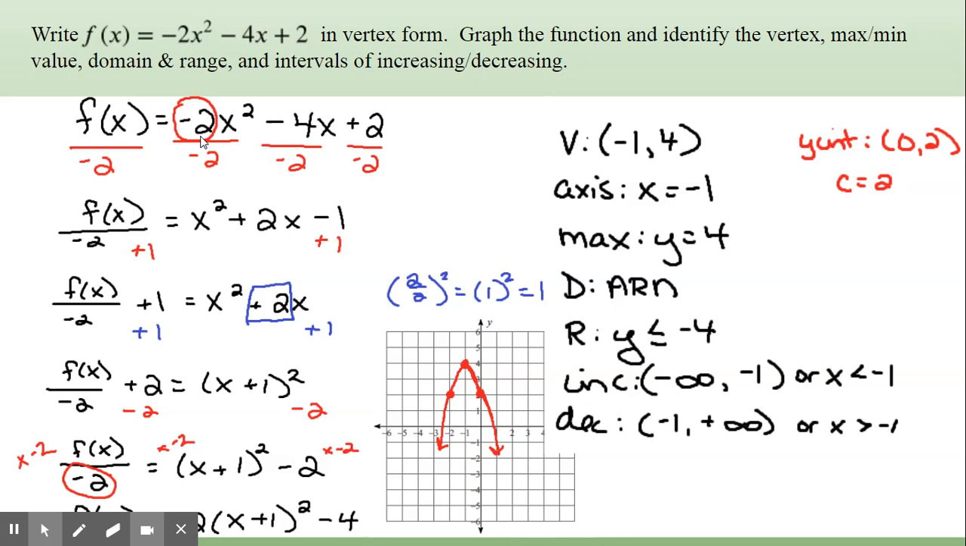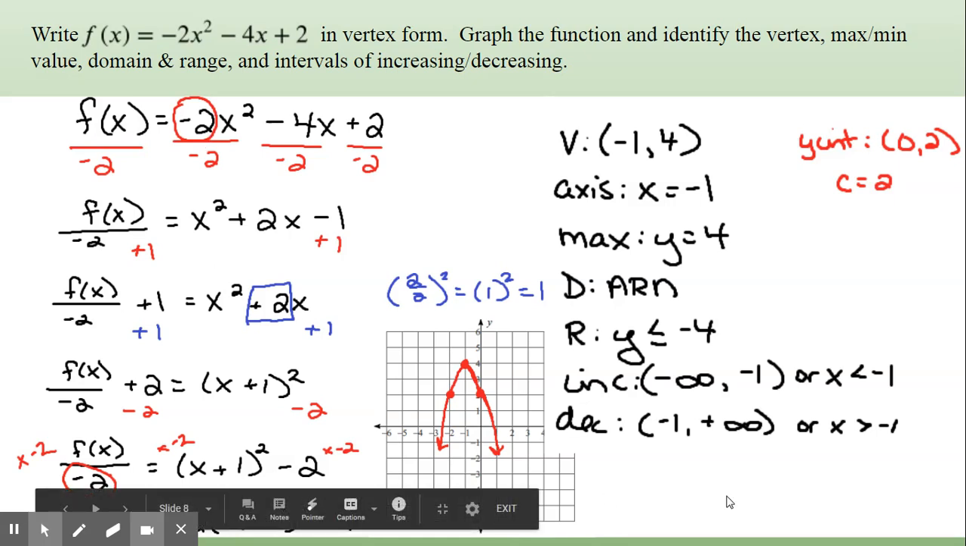So 2/2 is 1. 1 squared is 1. I add them to both sides. I factor it. And then I move things back. So I subtracted the 2 first. And then this last step, I have to get the f of x to be by itself. So in order to get that, if I started by dividing in the very top, I'm going to multiply by a -2 to get the f of x alone. You have to multiply everything by the -2.